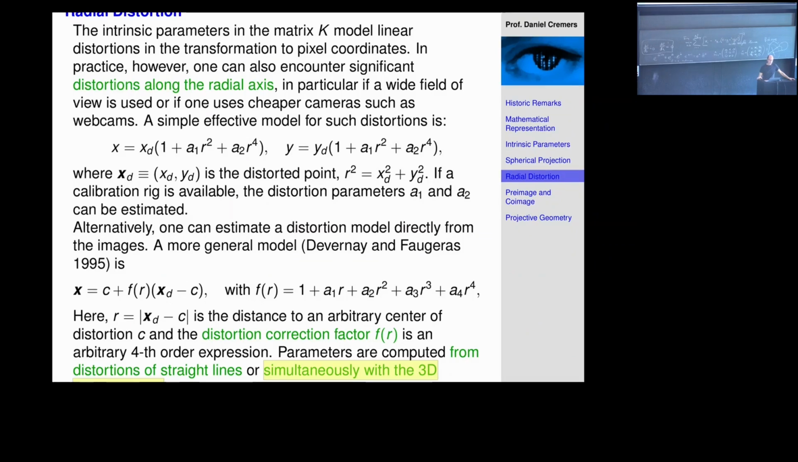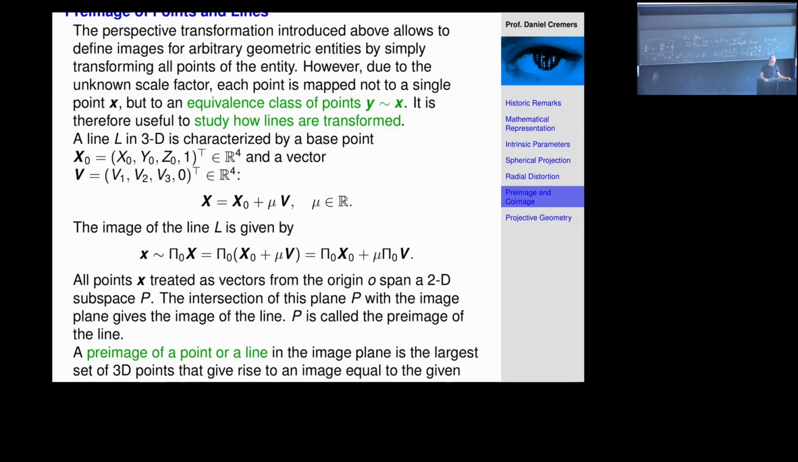And increasingly nowadays, you'd like to have a neural network that does it all, right? But in order to achieve that, you have to first understand what it is exactly that my network should do. And for that, you have to understand what radial distortion is and how it affects the image. So we saw this perspective projection that maps from 3D coordinates to 2D coordinates in the image.